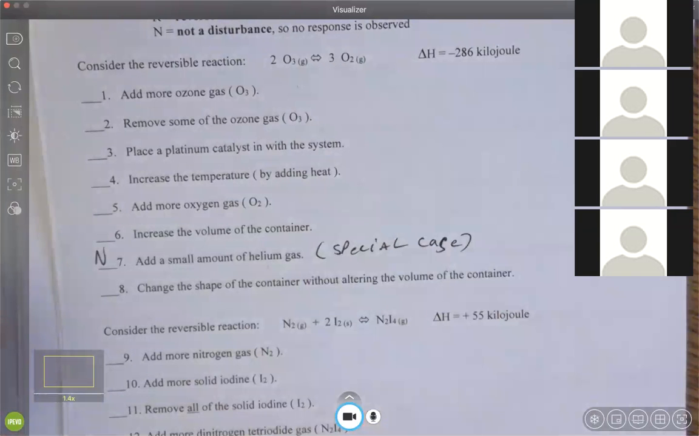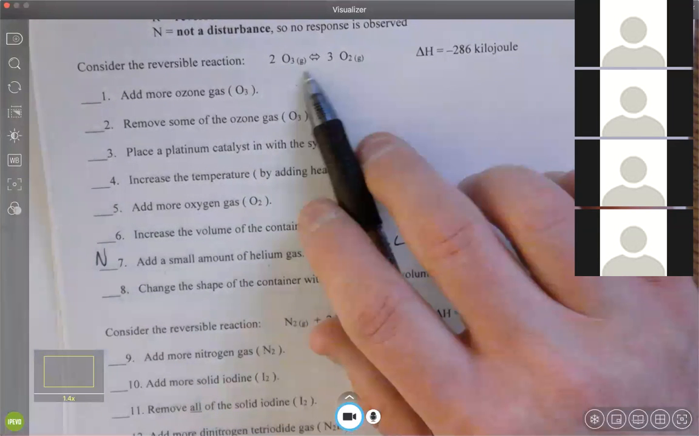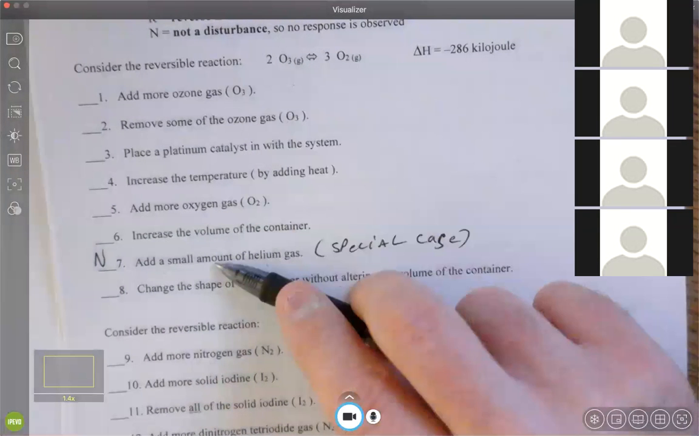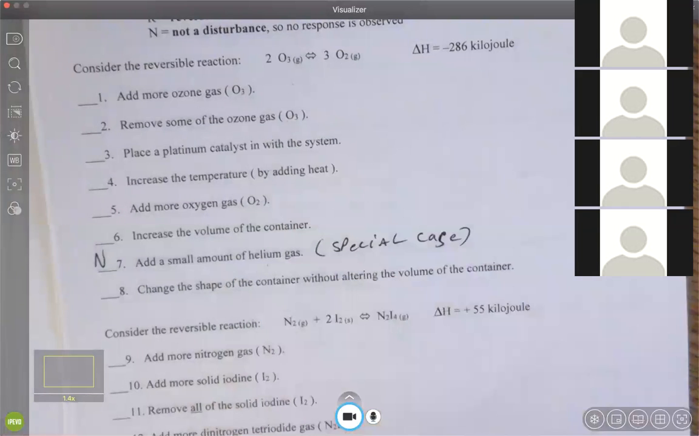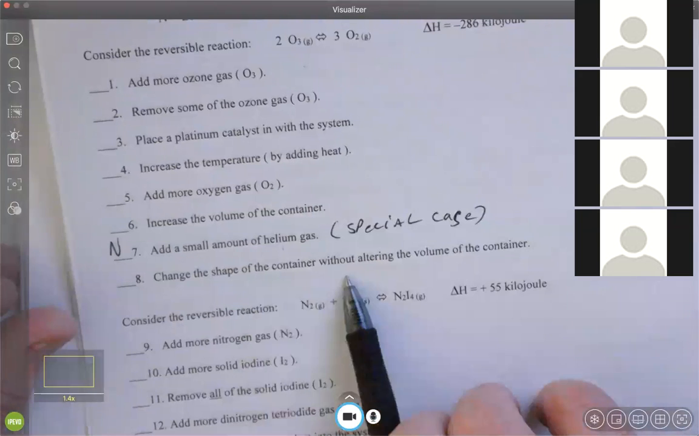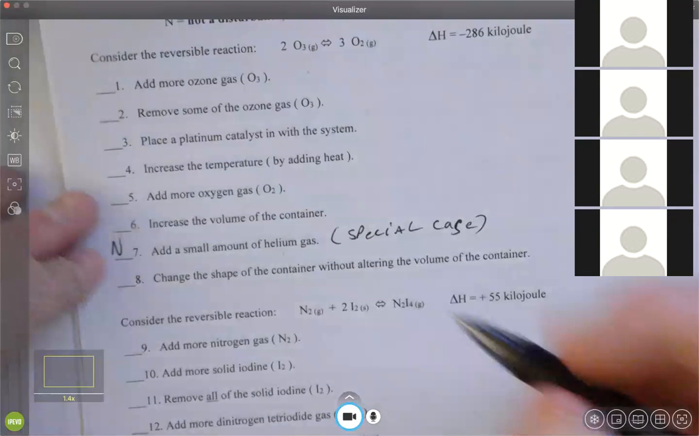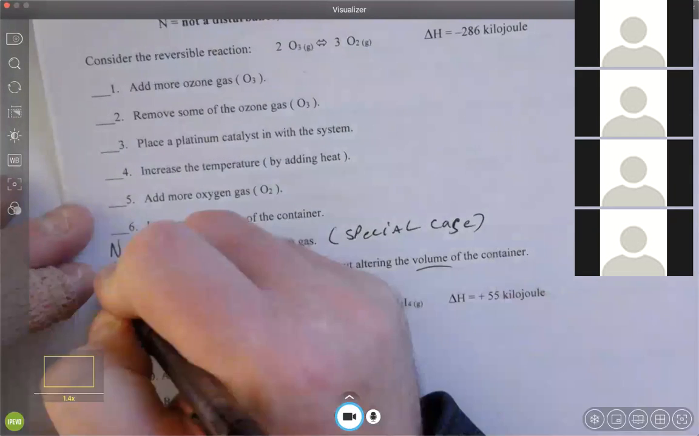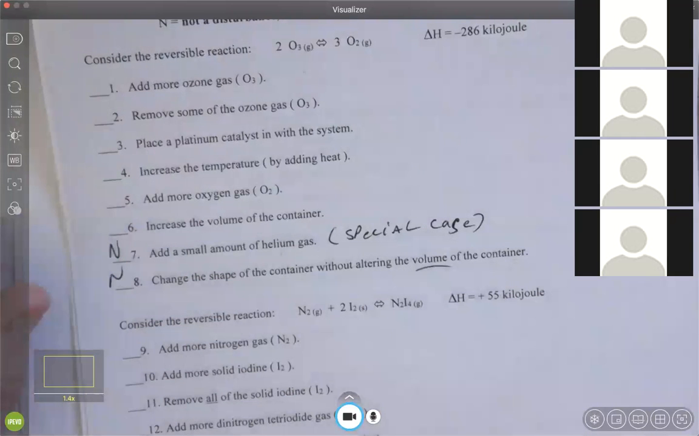They're going to collide with each other just as much. Like this will collide with each of these equally if you pump that in there. Changing the shape of the container without altering the volume. Again, we're not altering the volume, so that's not going to have an effect.